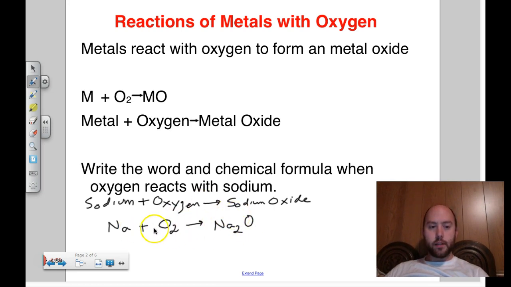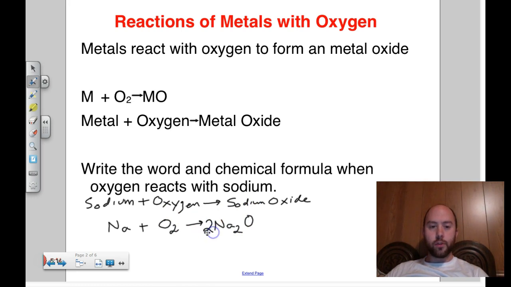Now, we just finished going over balancing equations. This is not balanced. I have one sodium here, two sodiums here. I have two oxygens, one oxygen. So I ask myself, what can I do to make this 2? Well, I can multiply it by 2.